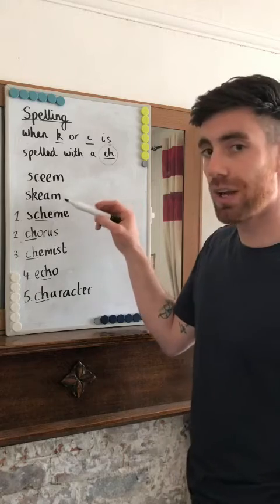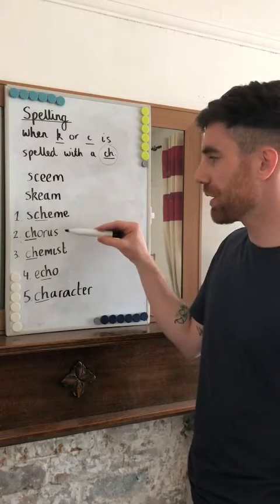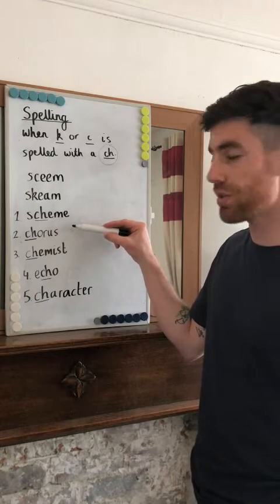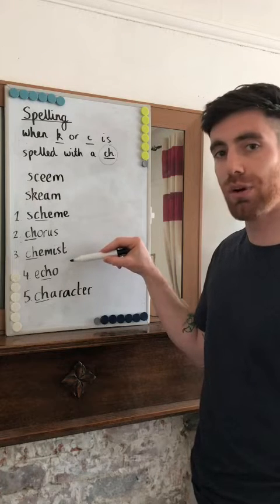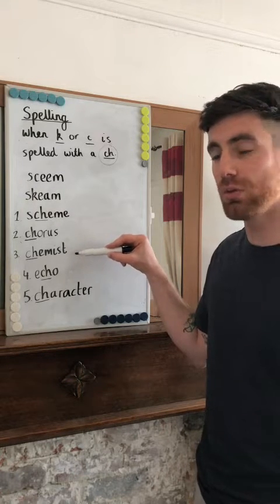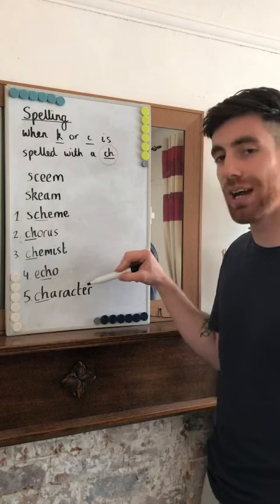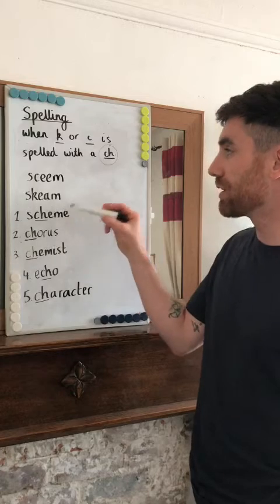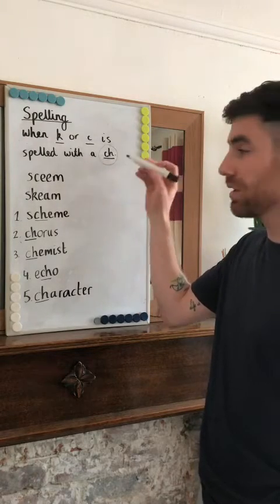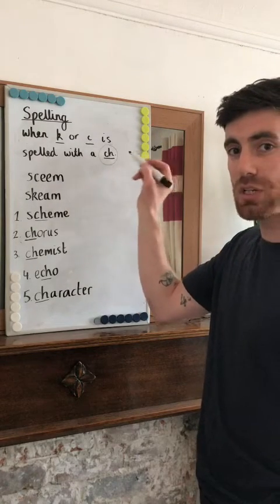So, number 1, we have scheme. Number 2, we have chorus. Number 3, we have chemist. Number 4, we have echo. Number 5, we have character. And all of these words are examples of words that have the k sound, but it's got the ch spelling.